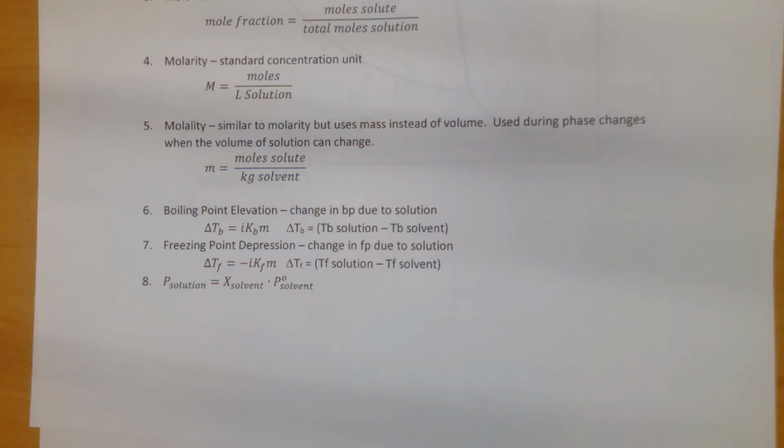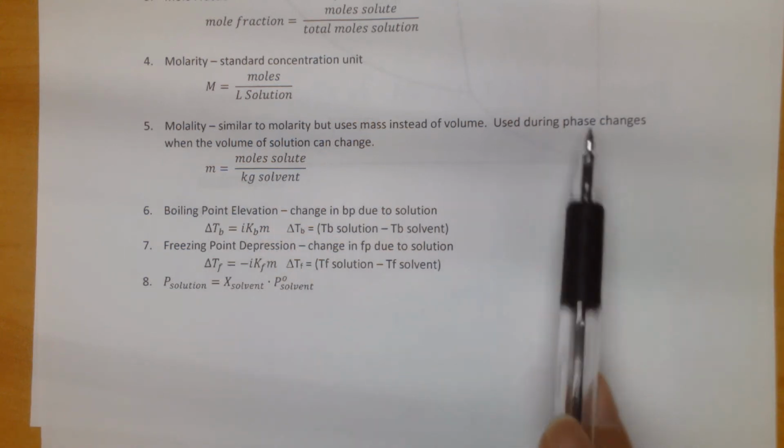Anytime there's a phase change, molality is often used because it does remain constant through a phase change. Think about taking a liquid and boiling it to a gas. The volume of your liquid is going to be much, much smaller compared to your volume of gas. So your molarity would change during that process, but your molality would remain constant. So again, this is often used during phase changes.